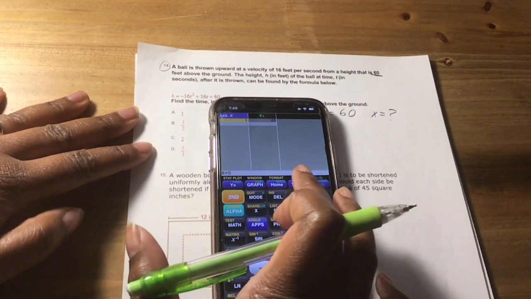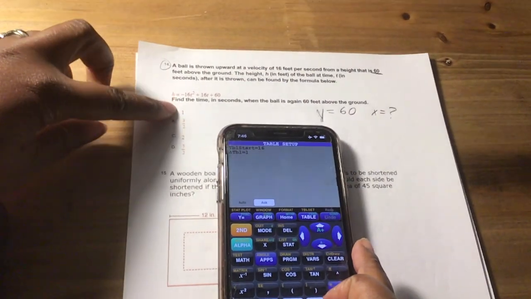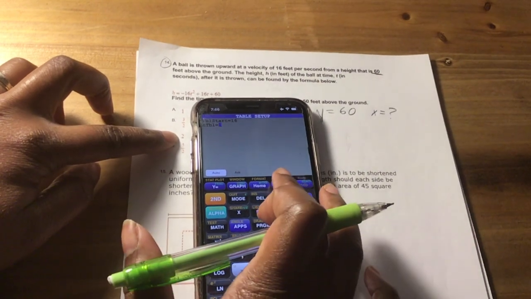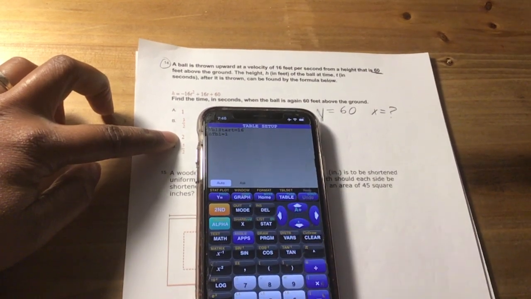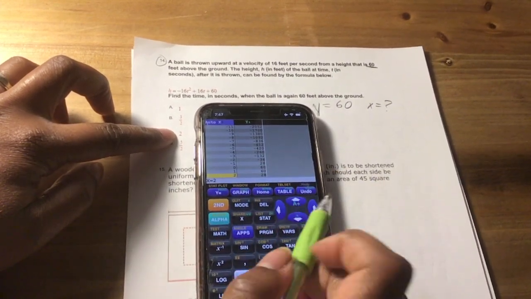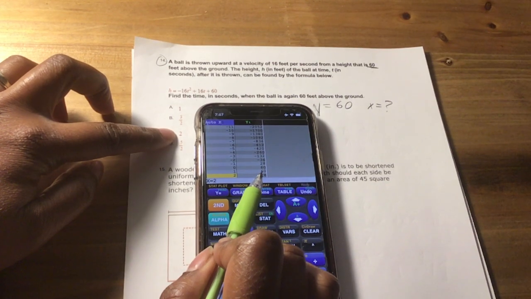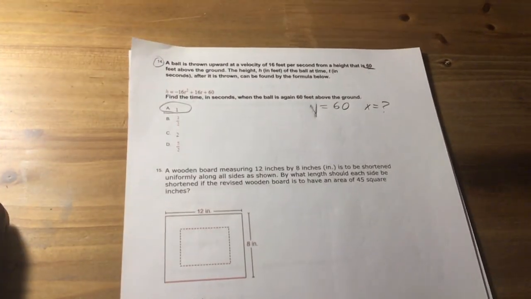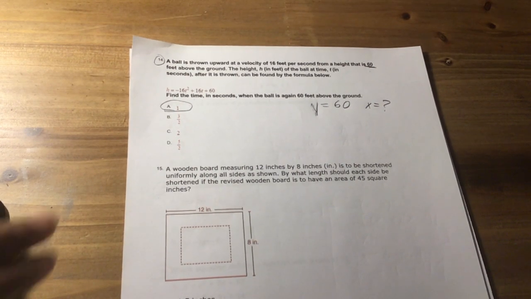Let's do table setup. I could just type in these values if I wanted to, or I can just go back to auto and look at my table. So let's start at 0 and view the table again. When I start at 0, look at what happens. At 1 second, it goes back to 60 again. So it was very quick. In 1 second, it goes back to 60 again. So your answer is going to be 1.